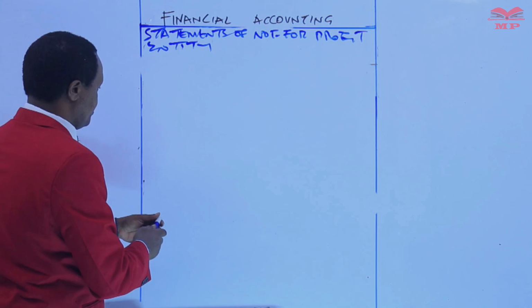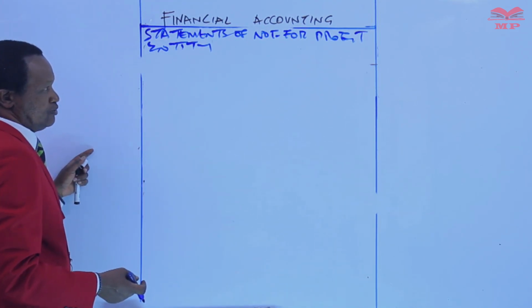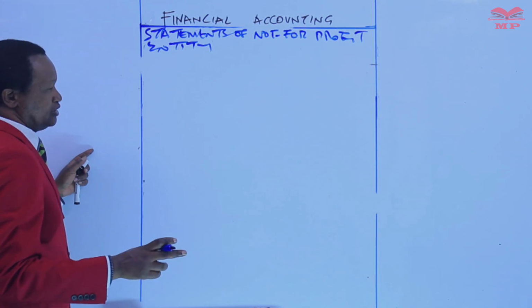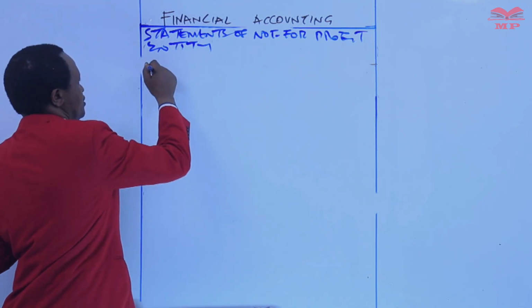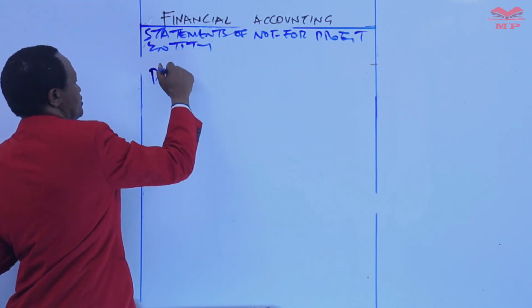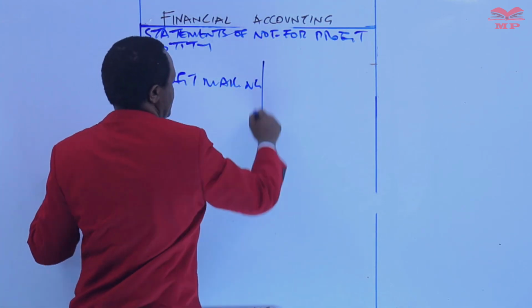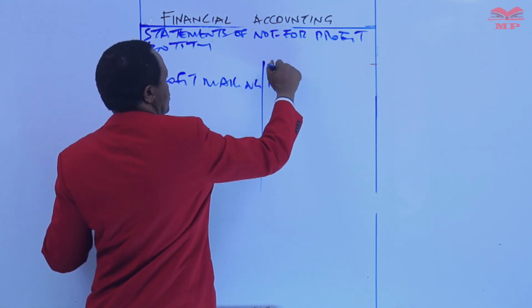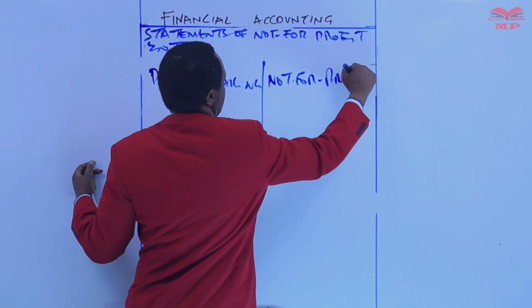Statement of income and expenditure. We are going to do an illustration, but for the purposes of understanding, let's do a comparison briefly of a profit making organization and a not for profit organization.